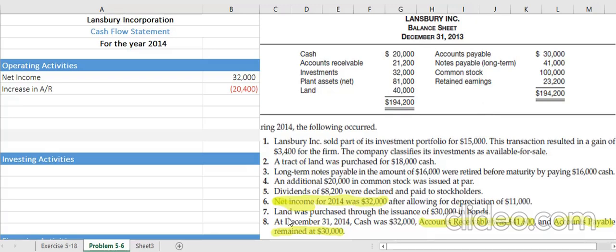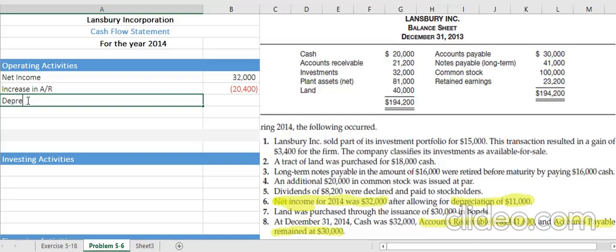Now if I go to information number 6, we have depreciation information given to us, that the depreciation of the company is $11,000. So $11,000 is a depreciation expense. I will write it here, sorry, not here.